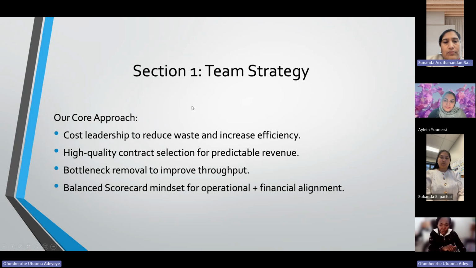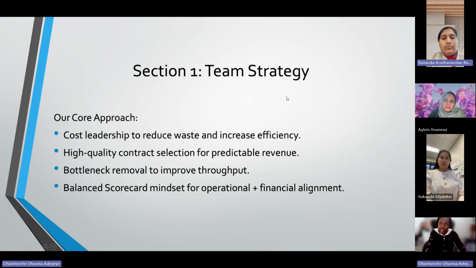We also divided responsibility across the team. I was the team leader, and I handled production and layout. Sukanda handled finance, Alien handled contract selection, and Sunanda handled supply chain coordination.